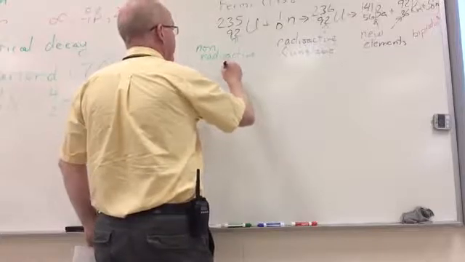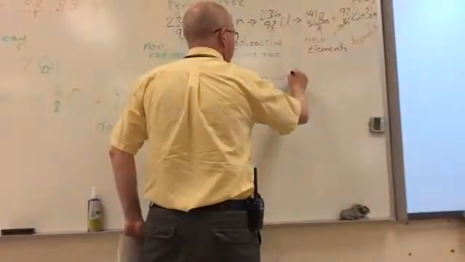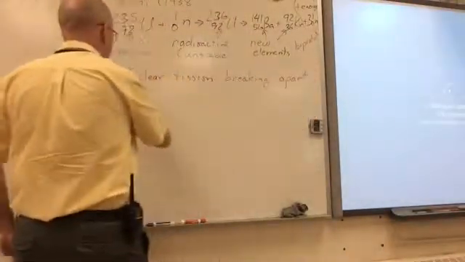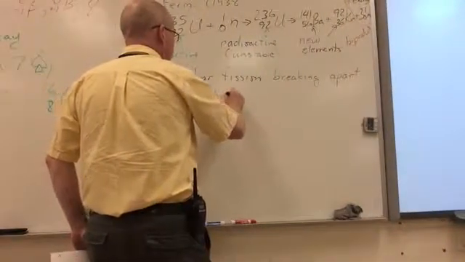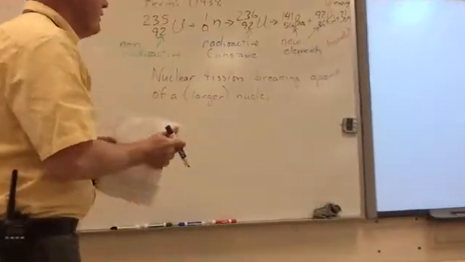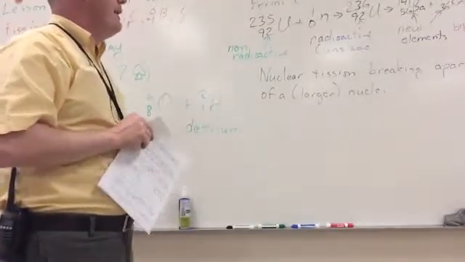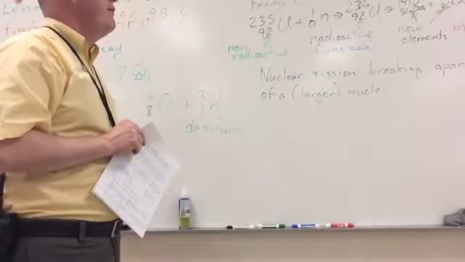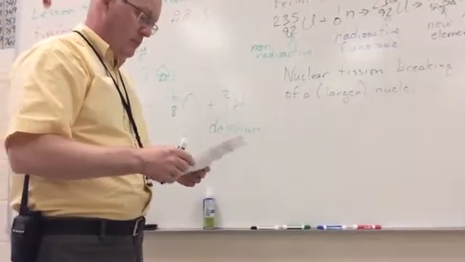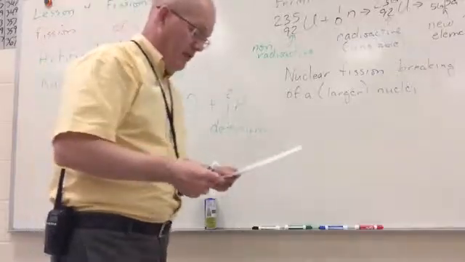Now, this is a classic example of nuclear fission. How do I define that? Breaking apart of a larger nucleus. So uranium-235, hit it with a neutron, ends up being barium-141 and krypton-92. Now, so far so good? All right, now, a couple things I've got to point out.